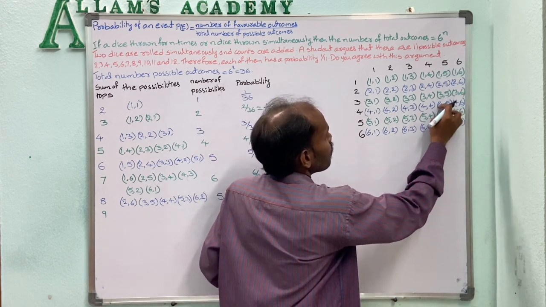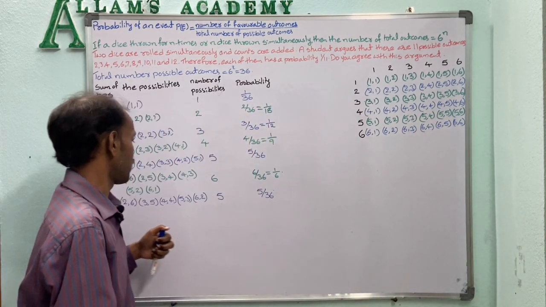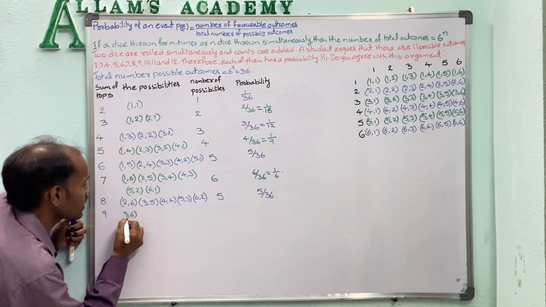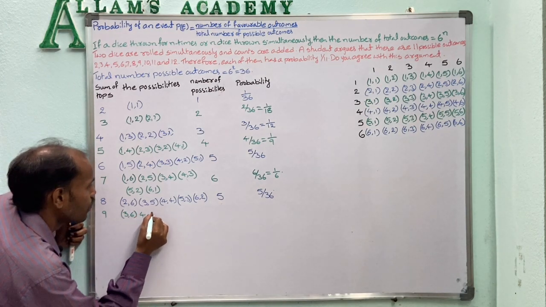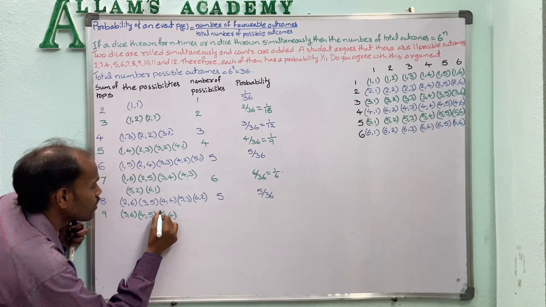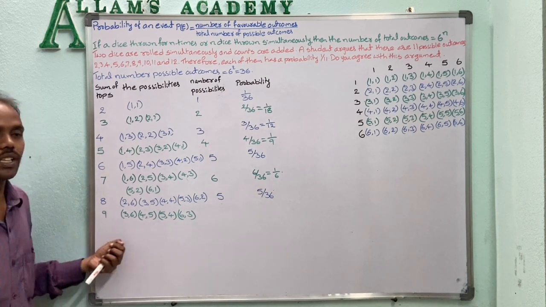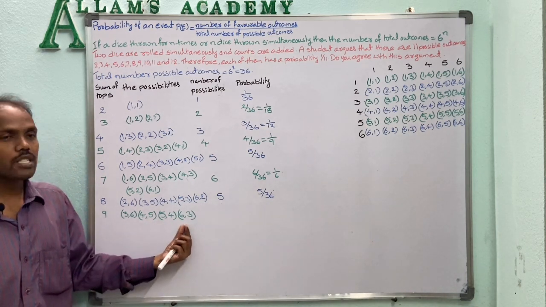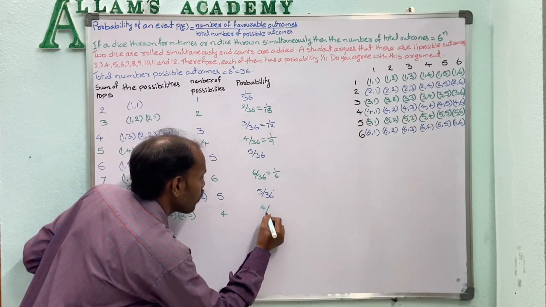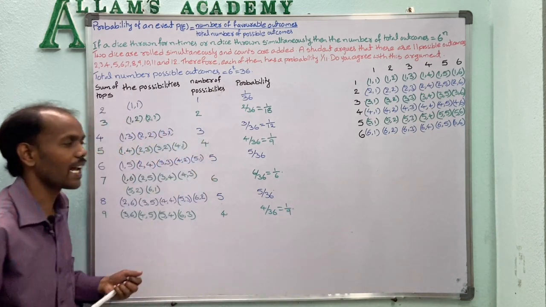Next, if the sum of the tops is 9, the chances are 3 6, 4 5, 5 4 and 6 3. So they are 4 times, and the possibilities are 4. So the probability is 4 by 36, that is nothing but 1 by 9.